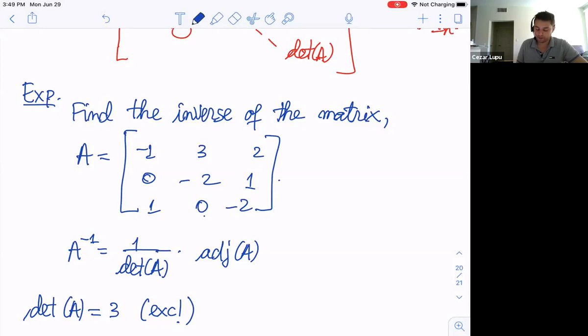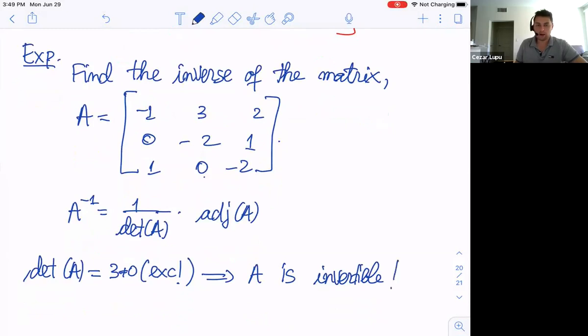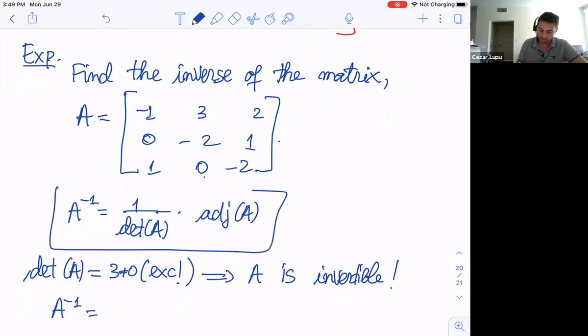All right, so the determinant is 3. This 3 is not 0, so this implies that A is invertible. Now we can compute the inverse. The inverse, keep in mind, using the formula above, is nothing else than 1/3 times the adjugate of A.